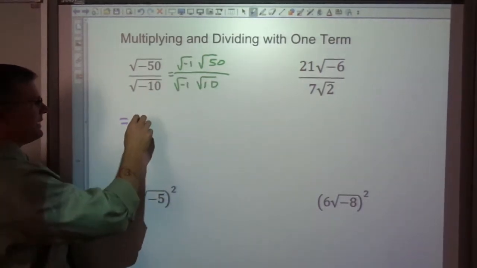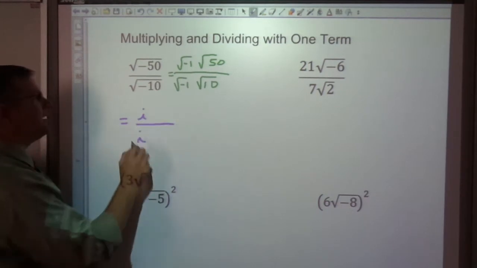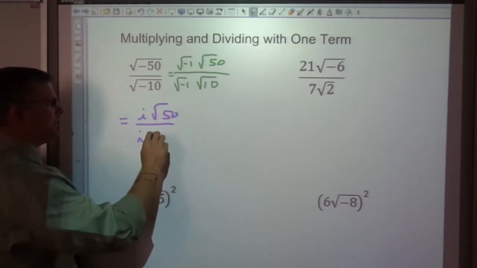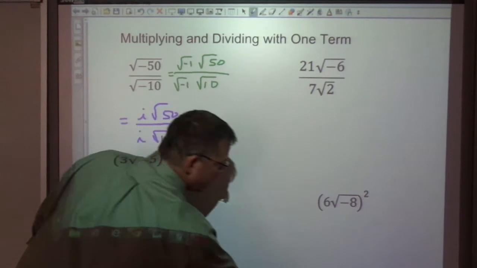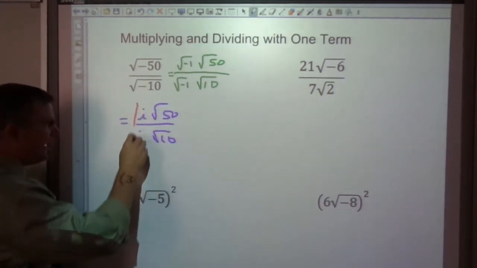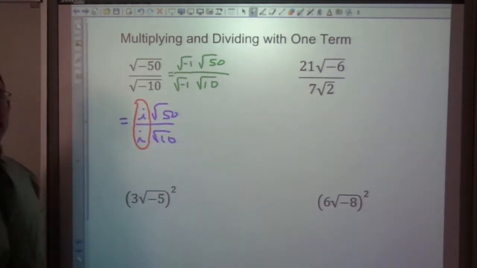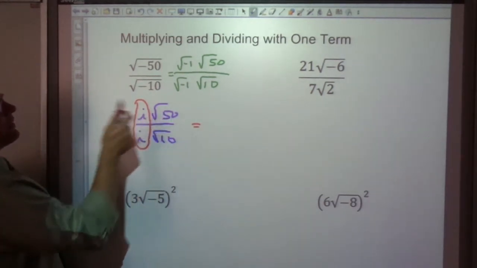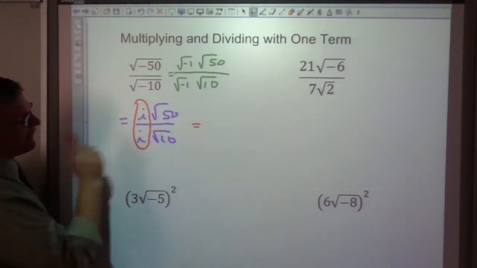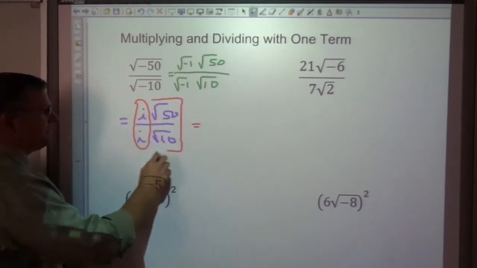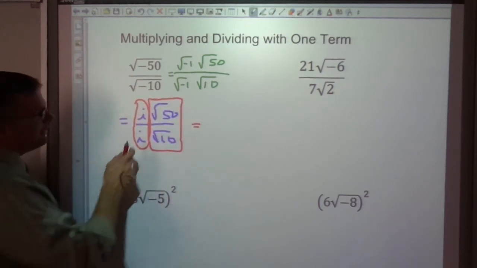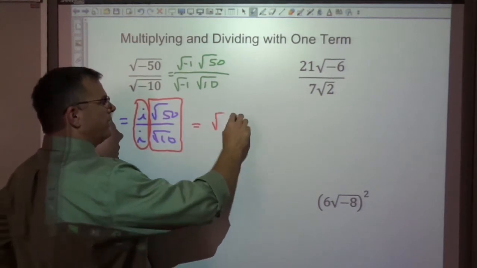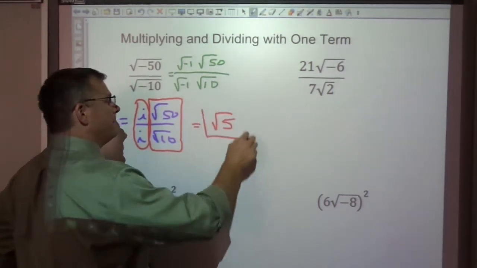So this is i over i. And this is square root of 50. And this is square root of 10. We can deal with these. i divided by i, anything divided by itself is just 1, so they cancel. And positive square root of 50 divided by square root of 10, these are both positive. So now we can actually deal with this, and that is equal to square root of 5.